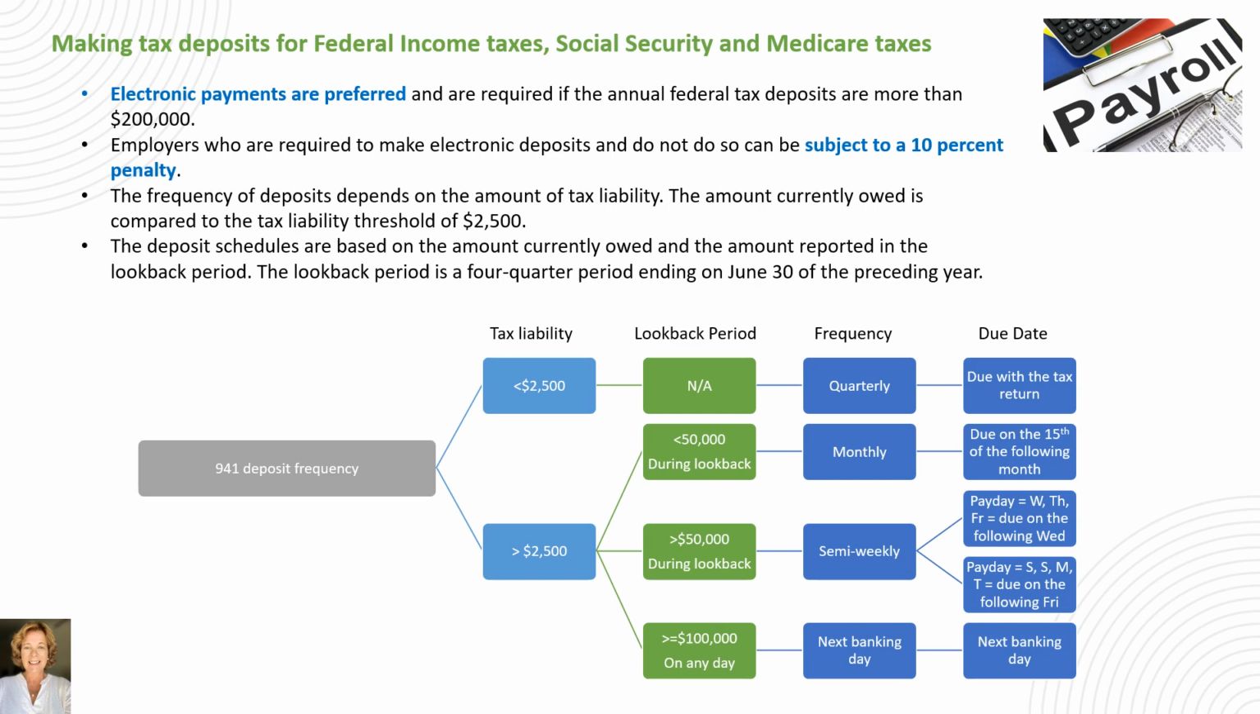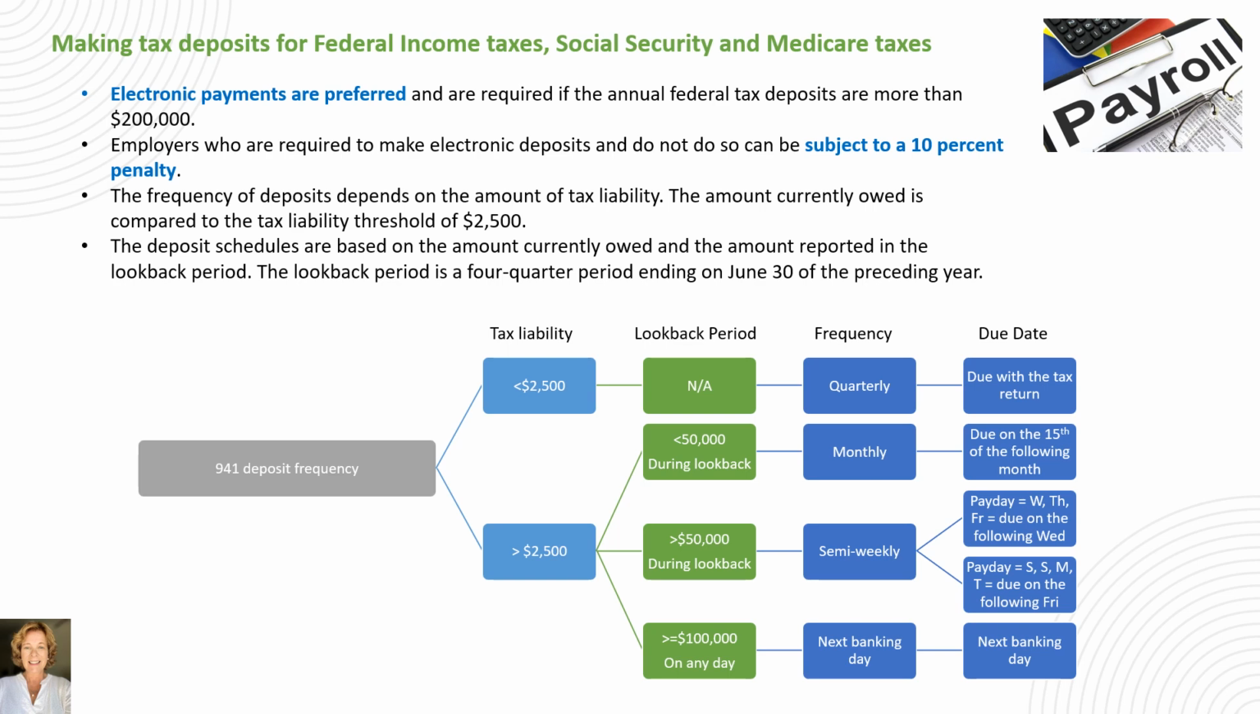Let's look at the graphic. If the payroll tax liability per year is below $2,500, then the deposit frequency is quarterly, and the amount due is paid with the filing of the tax return. If the payroll tax liability is greater than $2,500, then we have to look at the amount of payroll tax during the look-back period. If the amount was less than $50,000, then the deposit frequency is monthly, and the amount is paid by the 15th of the following month.